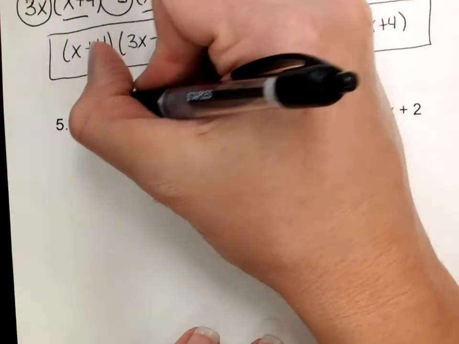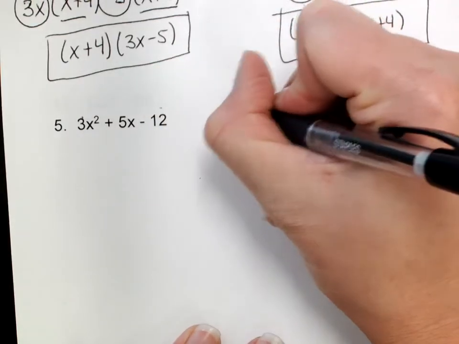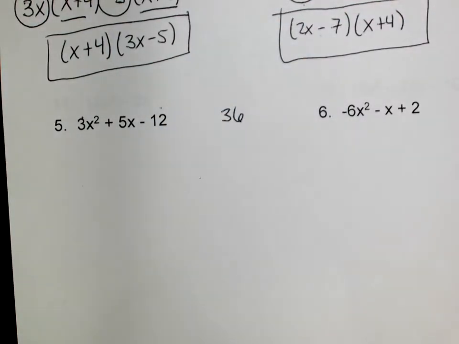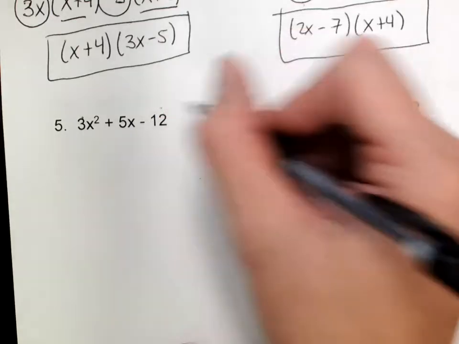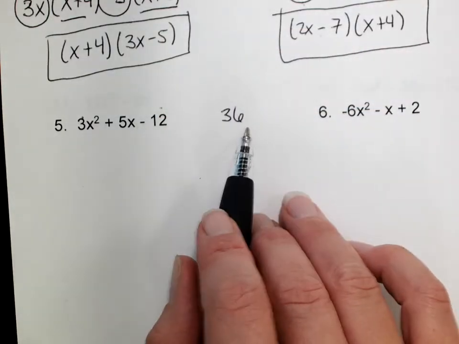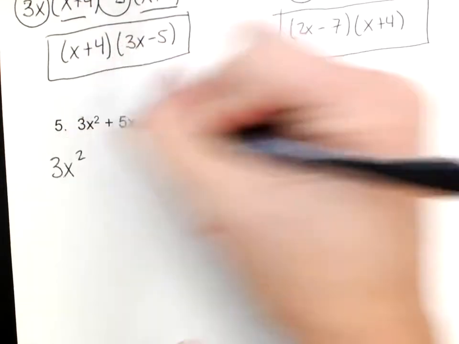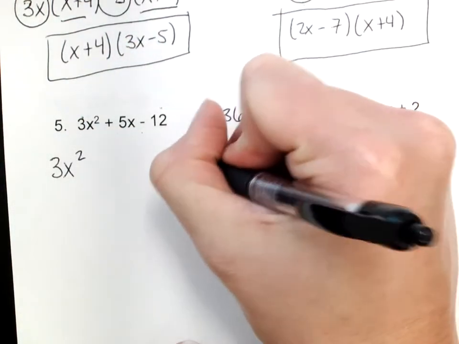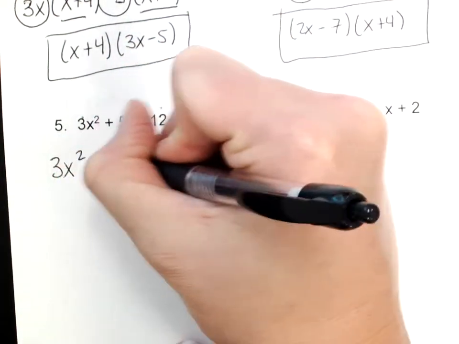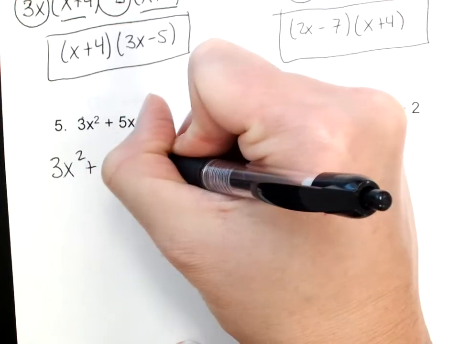So again, step 1, I'm going to do 3 times 12. That's a 36. Okay? So I'm looking for factors of 36 that multiply to be 36 and subtract to be 5. So again, I can go ahead and put my information in there. I know plus minus is again going to be a plus and a minus.